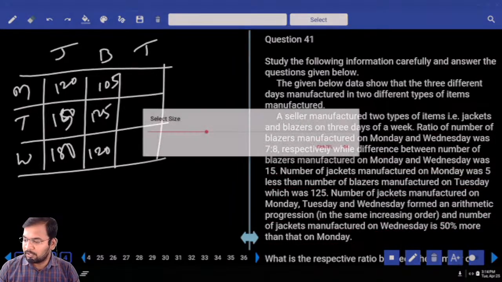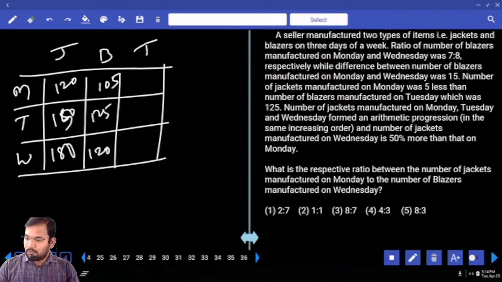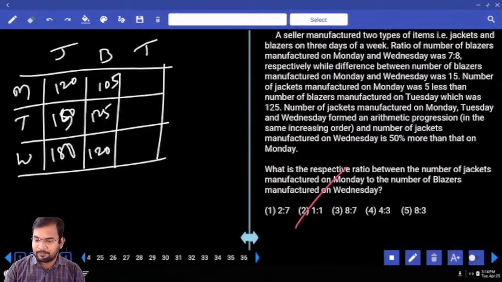Now see the first question. What is the respective ratio between the number of jackets manufactured on Monday, which is 120, yes or not, and the blazers manufactured on Wednesday? Blazers manufactured on Wednesday is 120. Your answer is 1:1.